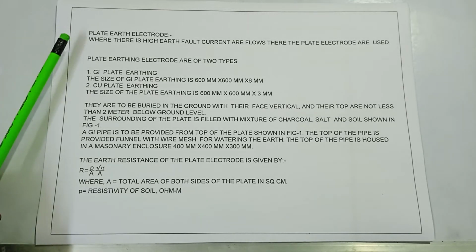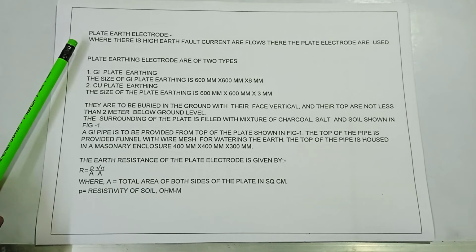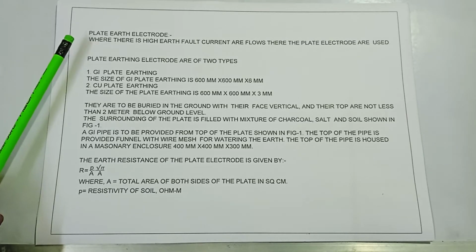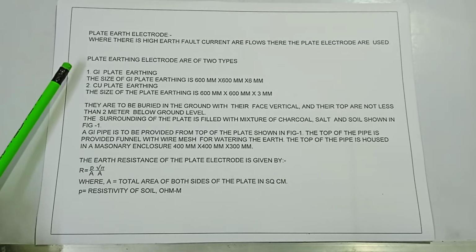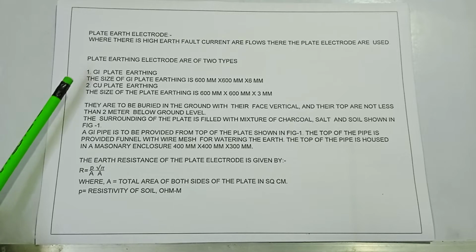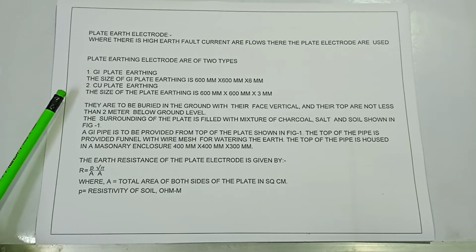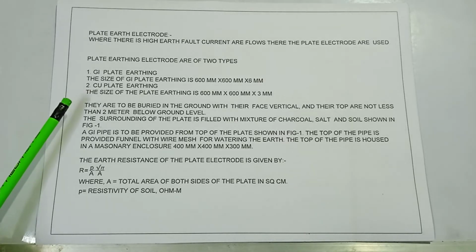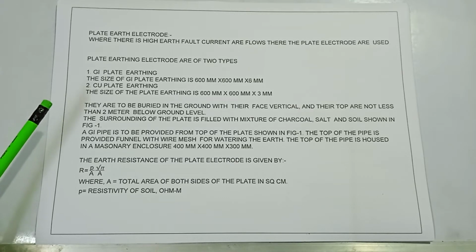Plate earth electrode. Where there is high earth fault current flow, there the plate electrodes are used. Plate earthing electrodes are of two types. First one, GI plate earthing. The size of the GI plate earthing is 600 mm into 600 mm into 6 mm. Second, copper plate earthing. The size of the plate is 600 mm into 600 mm into 3 mm. They are to be buried in the ground with their face vertical and their top not less than 2 meter below the ground level.